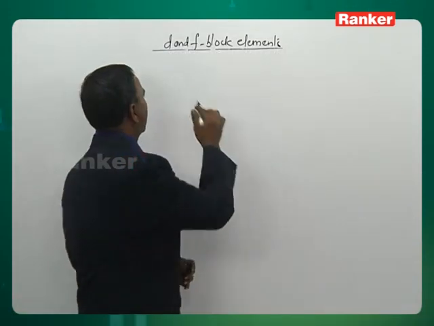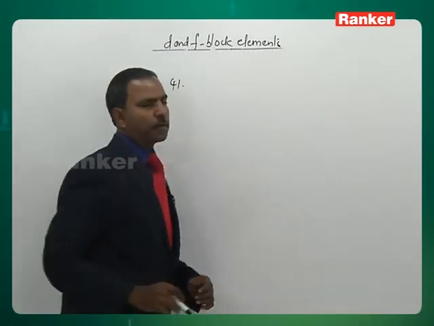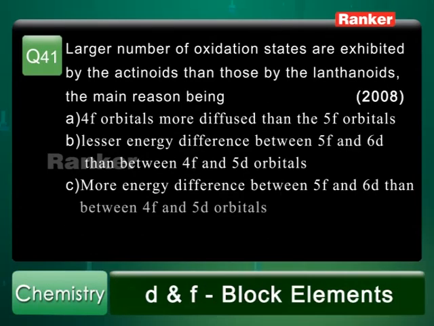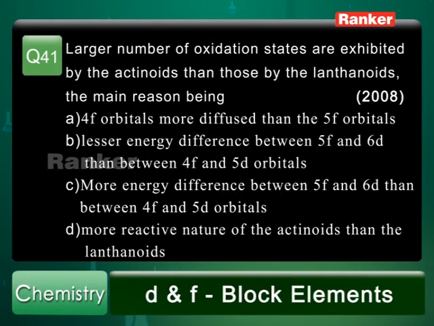Coming to question number 41. Larger number of oxidation states are exhibited by actinides than those by the lanthanides. The main reason being: option A, 4f orbitals are more diffused than 5f orbitals. B, lesser energy difference between 5f and 6d than between 4f and 5d orbitals. C, more energy difference between 5f and 6d than between 4f and 5d orbitals. D, more reactive nature of actinides than lanthanides.